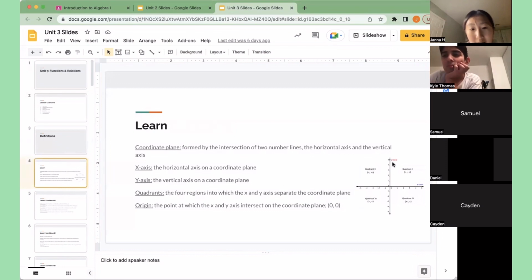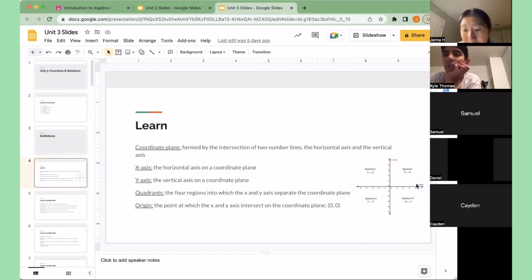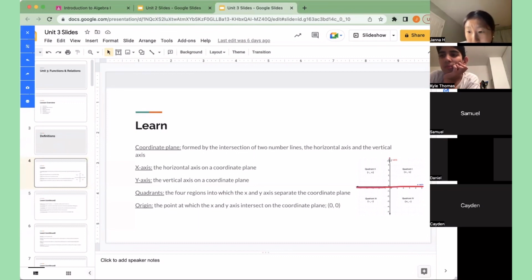most functions are graphed on a coordinate plane, which can be seen here. And it's formed by the intersection of two number lines, the horizontal axis, so this one, and the vertical axis. And then the x-axis is the horizontal axis, so this one. And I think it's labeled, but I don't know if you guys can see that. And then the y-axis is the vertical axis, so this one. And together they form the plane.